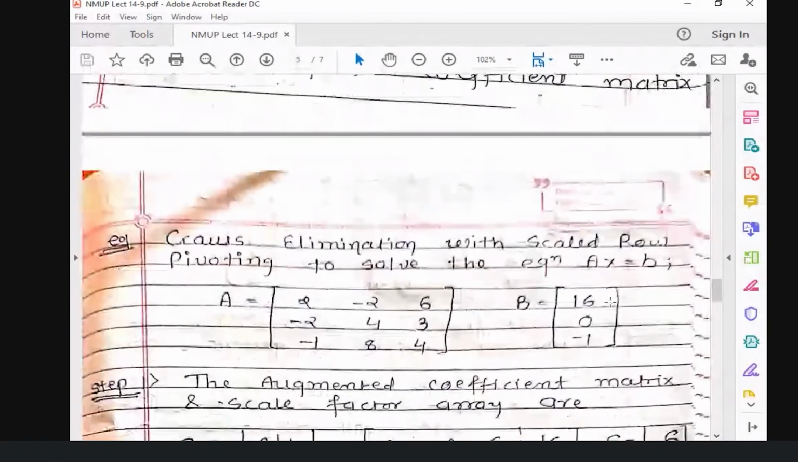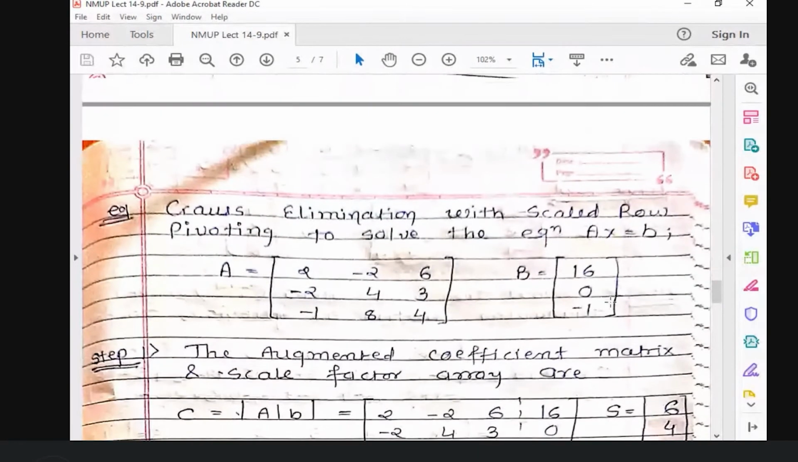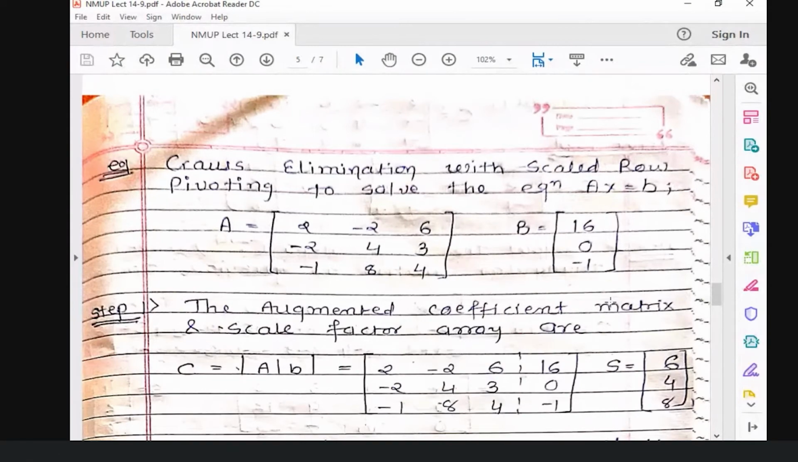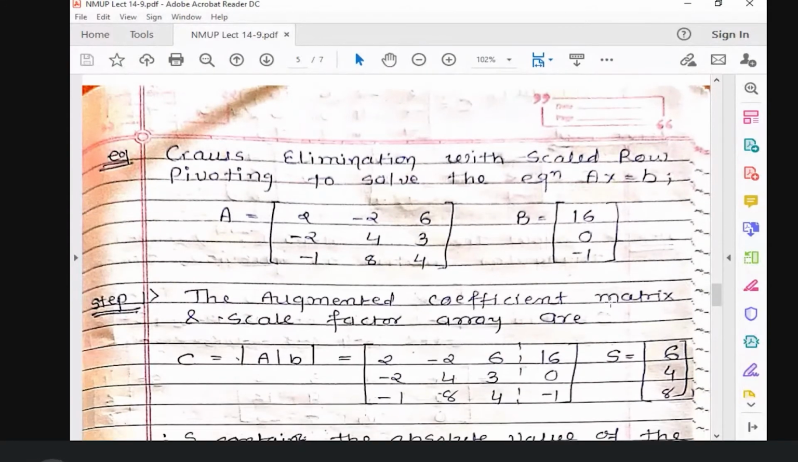So this one is the one example. Say Gauss elimination with scaled row pivoting to solve this equation. If in the exam the scaled row pivoting word is not mentioned, then you have to simply follow the steps that we had discussed in the previous theories, right? So just make the coefficient matrix the upper triangular matrix, then back substitution.